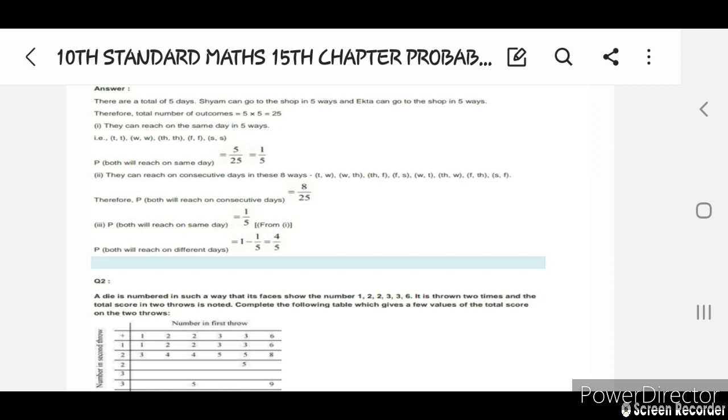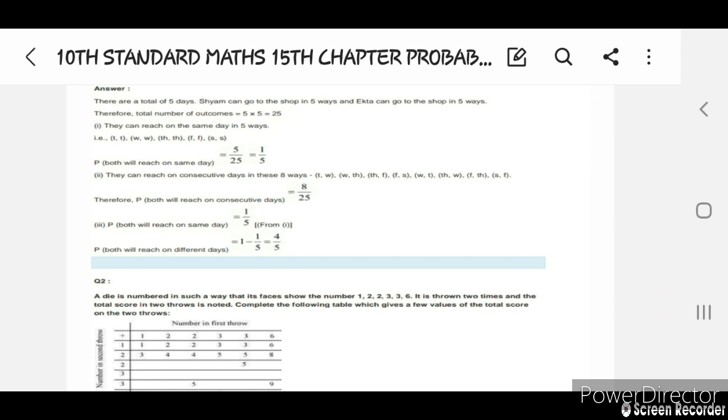Next, they can reach on consecutive days in these 8 ways. In 8 ways they can reach on different days. 8 by 25 is the probability that they will reach on consecutive days. Both will reach on the same day is 1 by 5, so both will reach on different days is 1 minus 1 by 5, which is 4 by 5.